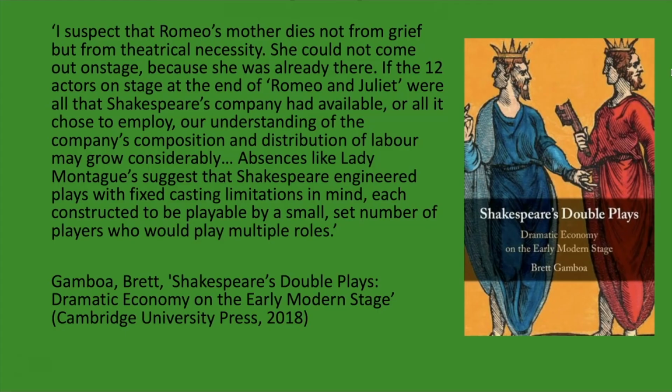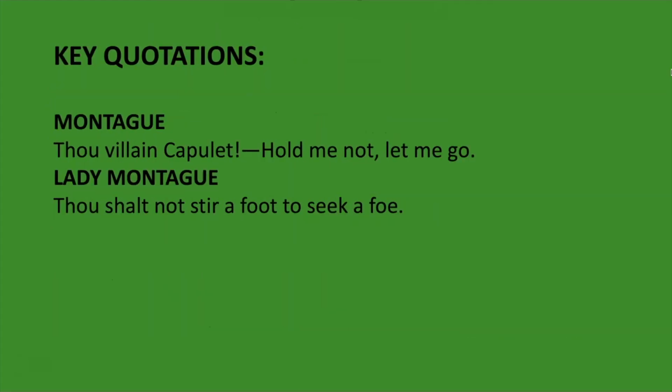For key quotations, perhaps the exchange from Act 1 Scene 1, which mirrors that of Lord and Lady Capulet, "Thou villain Capulet, hold me not, let me go," "thou shalt not stir a foot to seek a foe." This lends itself nicely to an analysis of how Shakespeare's presentation of Romeo's parents ends up being so different to Juliet's. It will also allow an exploration of just why that is the case.